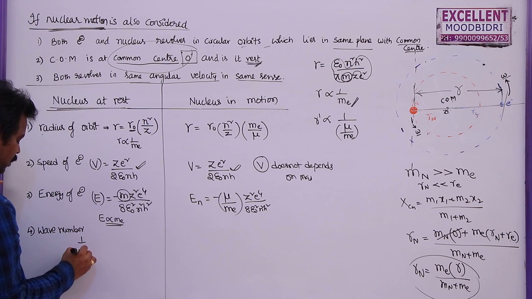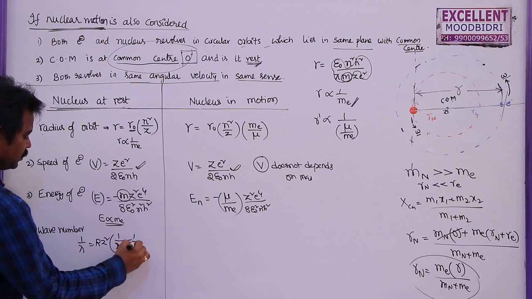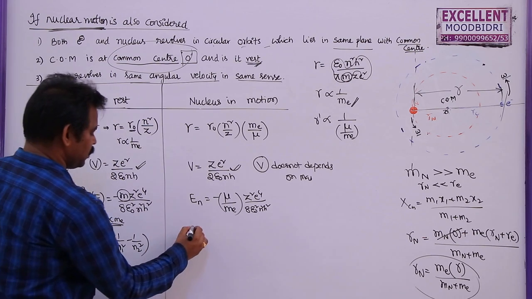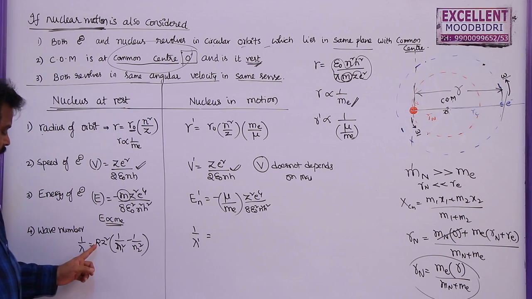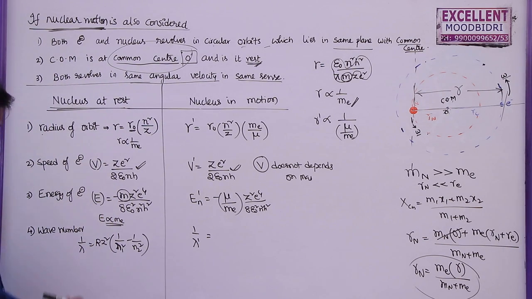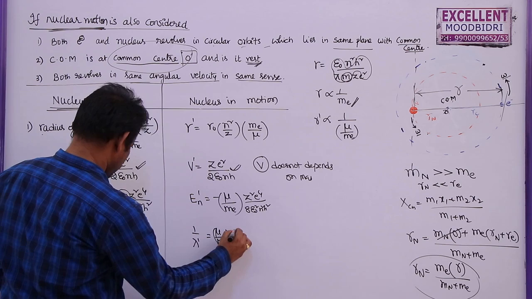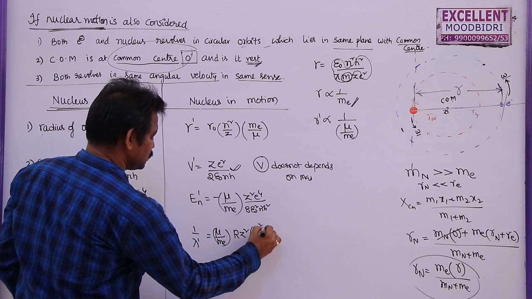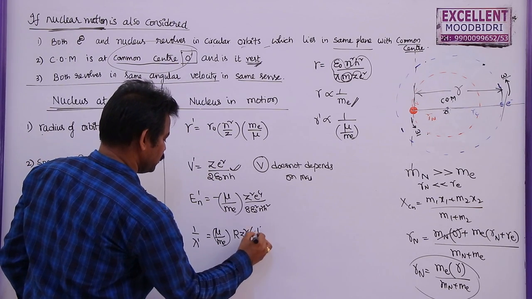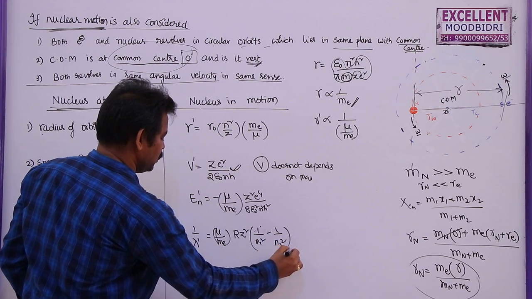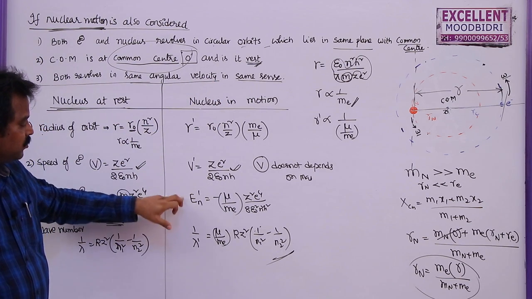Now wave number is given by 1 by lambda is equal to r into z square into 1 by n1 square minus 1 by n2 square. But here this wave number 1 by lambda dash, this r dash, as r also depends upon the mass, because this is m into z square, you will get mu by me into r into z square into 1 by n1 square minus 1 by n2 square. So if you consider the motion of the nucleus, then these expressions will change like this.